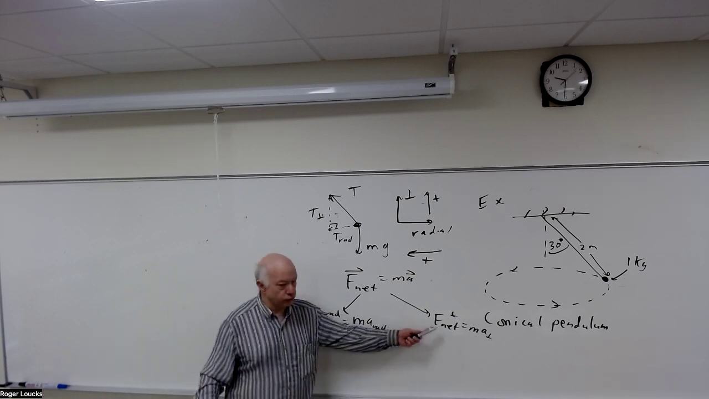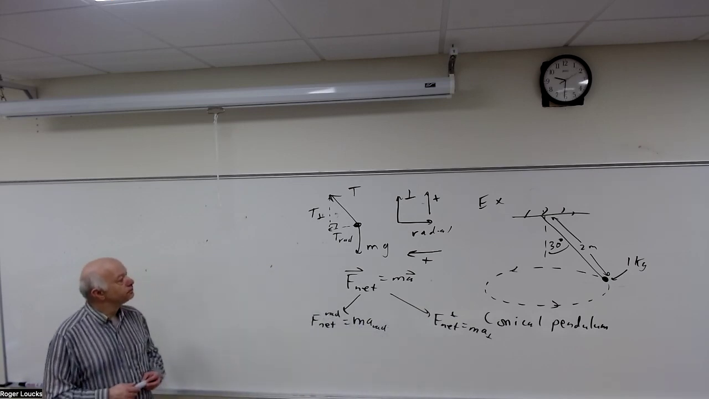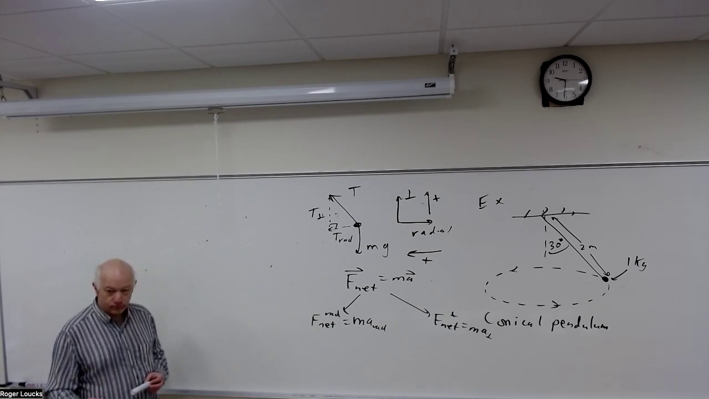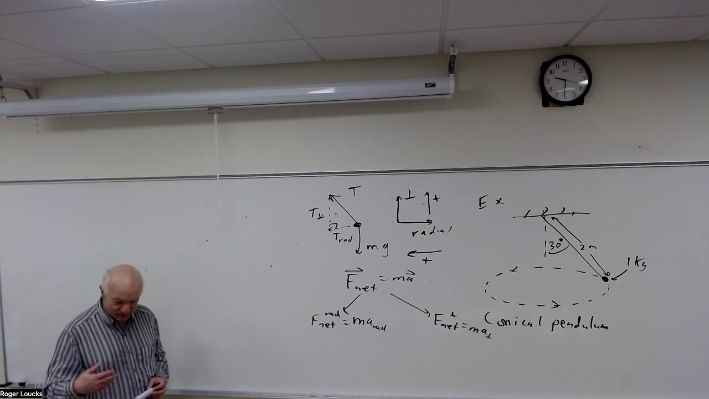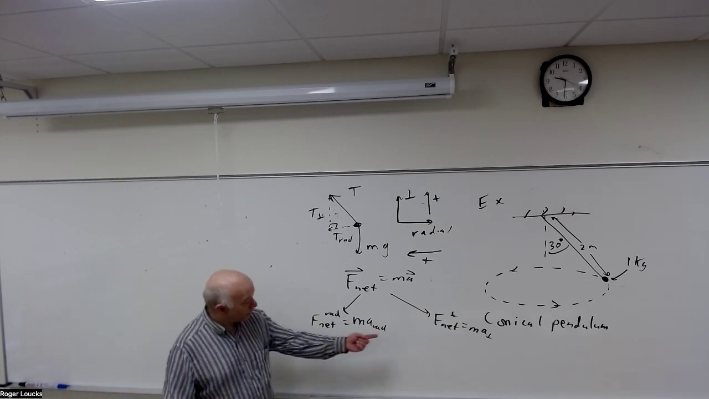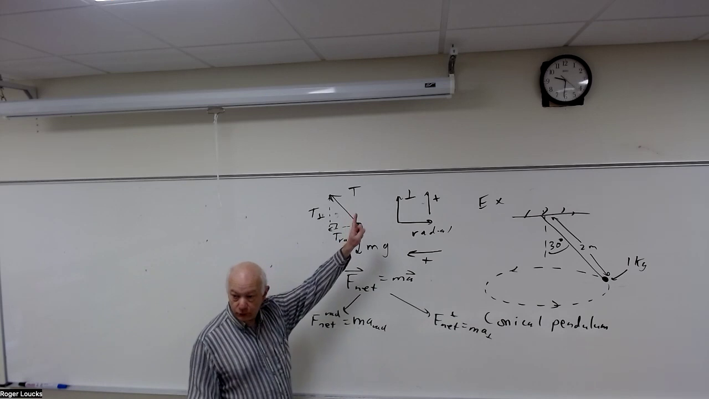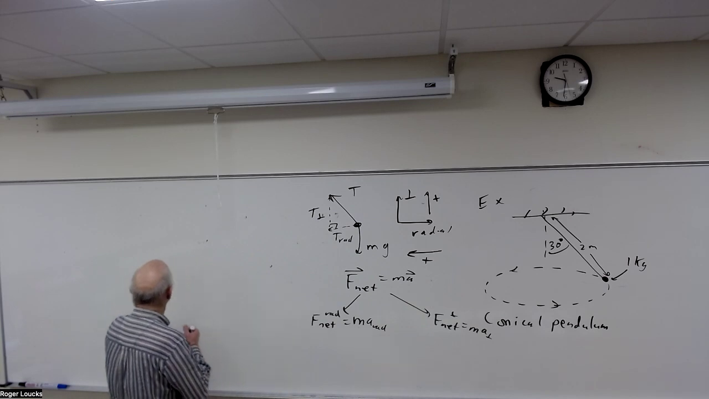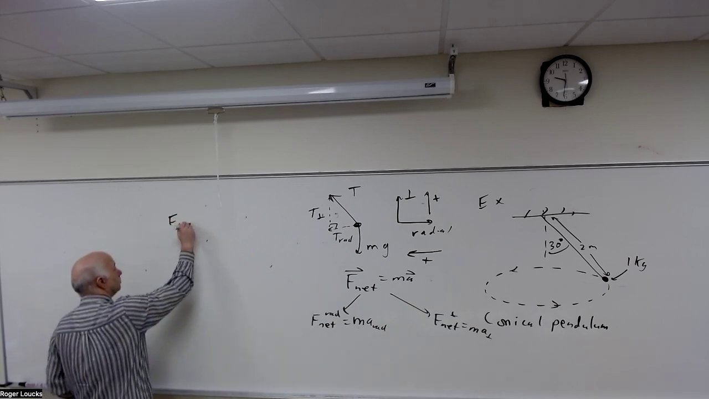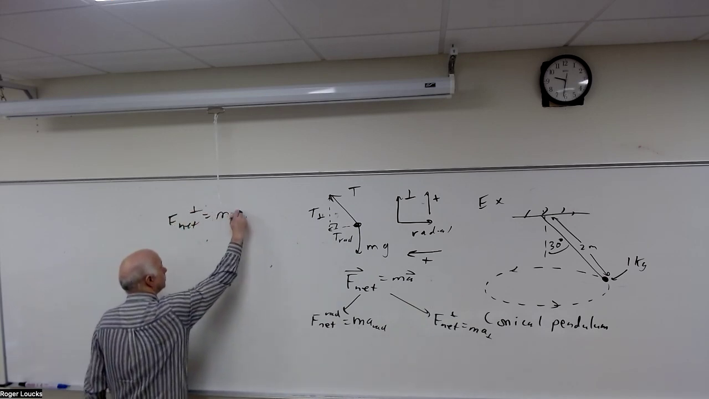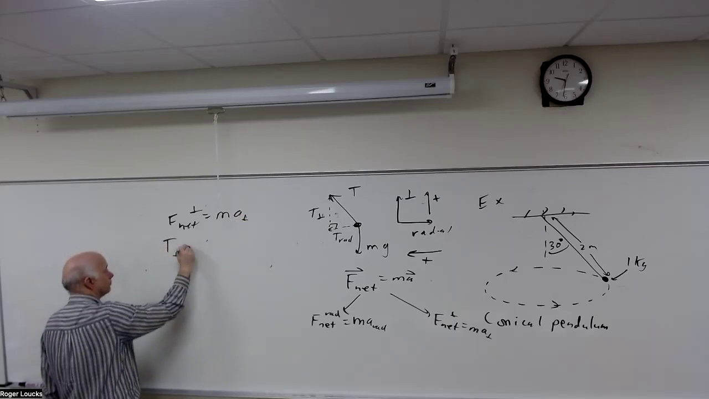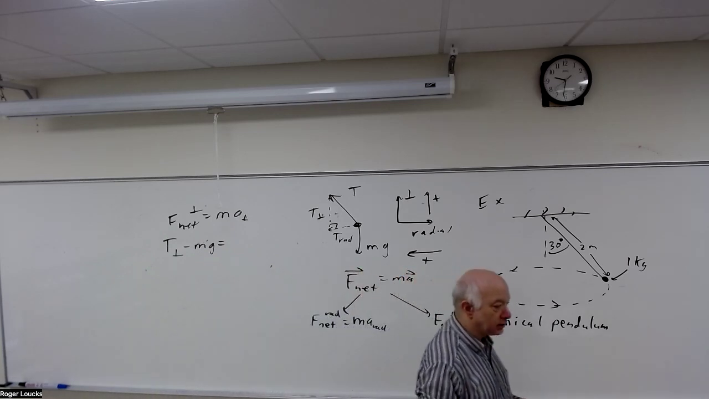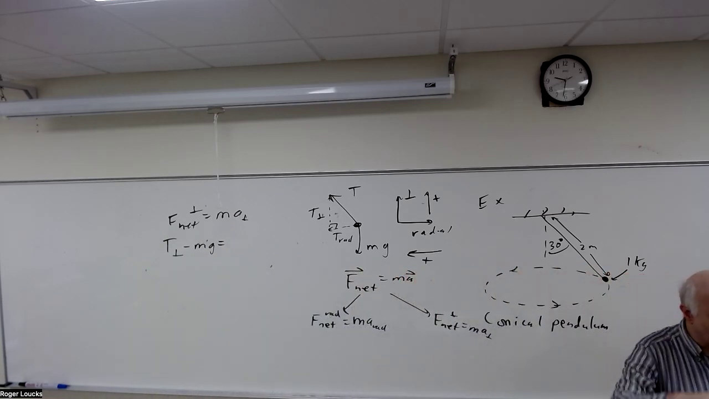What do we get for the perpendicular direction? T perpendicular. Okay, that's right. So if you look at T perpendicular here, I'm taking up to be positive for no good reason. So it's going to be T perpendicular minus the MG here, equals. What is my acceleration in the perpendicular direction? It's 0 because it's not moving.